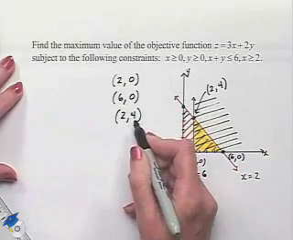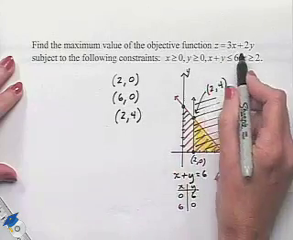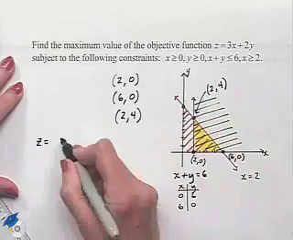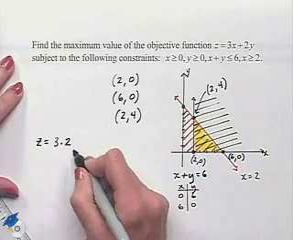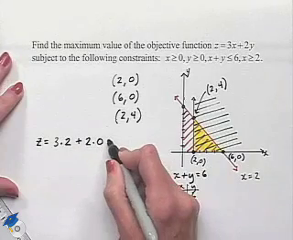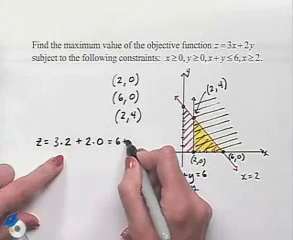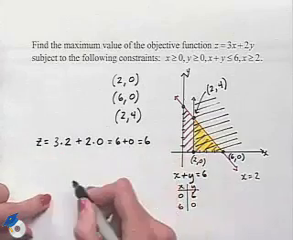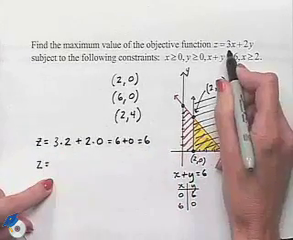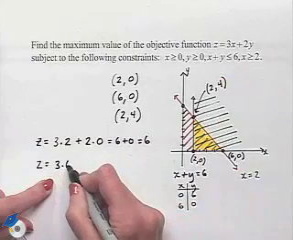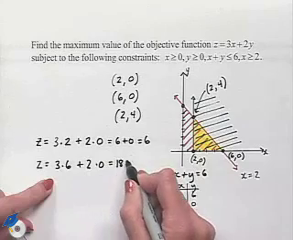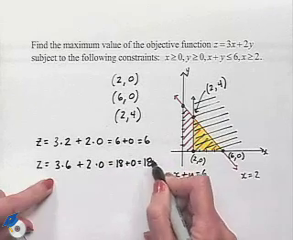We're going to take each point and substitute into the objective function. Z will equal, let's go ahead and multiply 3 times our x value of 2 plus 2 times our y value of 0. That's going to give us 6 plus 0, which is equal to 6. Next, we're going to substitute the second point. Z would equal 3 times 6 plus 2 times 0. That's going to give us 18 plus 0, which is equal to 18.